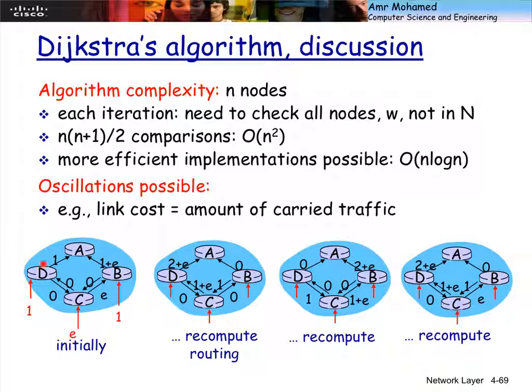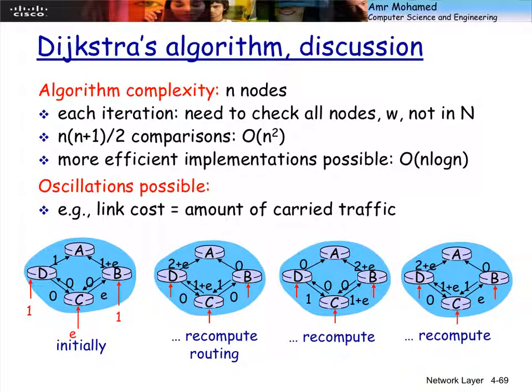now let's see if D wants to send to A. So now D will find that the cost on this link is 1. Right? So either I send from D to A or I send this way.